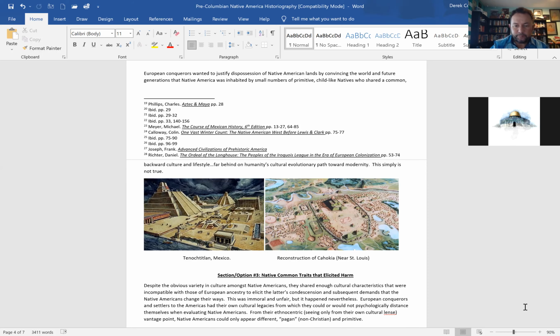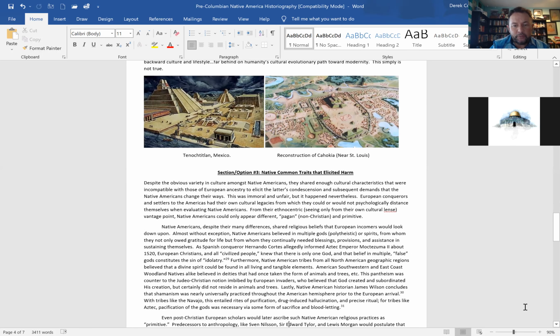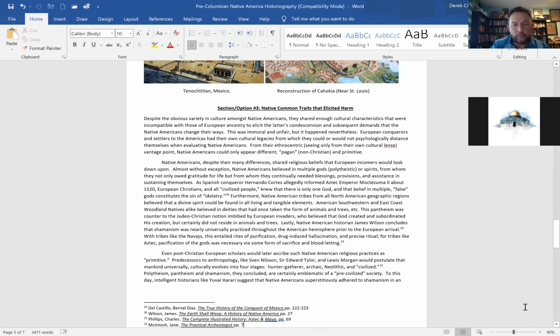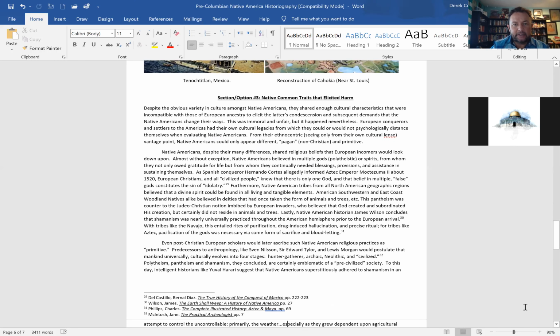All right. And then if you choose number 3, as you read through it regardless, again, I try to tell much in the title: native common traits that elicited harm. Now, note, when I put number 3 together, I'm not saying that this is okay. I'm not saying that they deserved it or that they're to blame for it. I'm saying it's the ugly truth. It is what it is. It happened. There's no changing it.